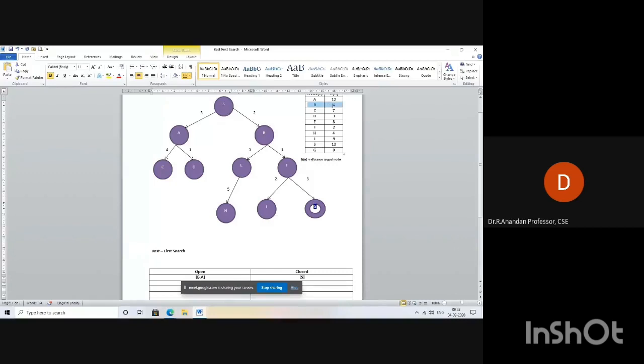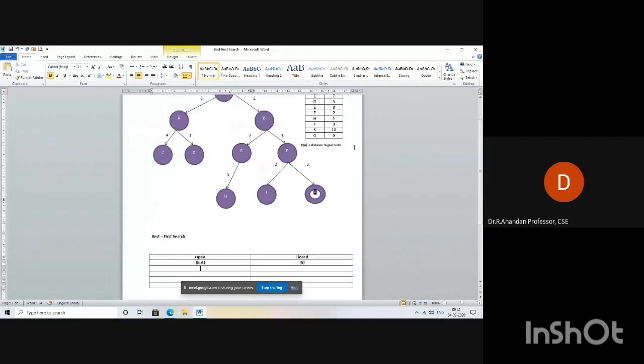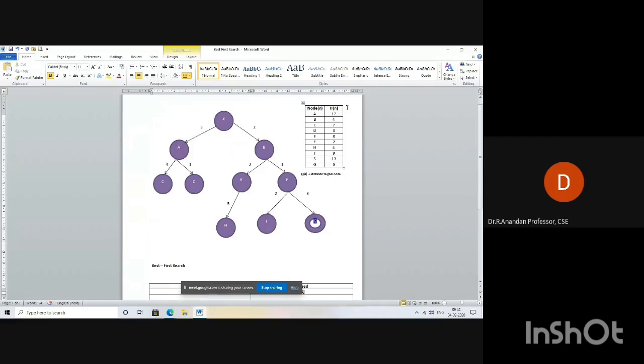B I have 4, A I have 12. Is it correct? Yes, sir. The distance from B to G is 4 and the distance from A to G is 12. Okay. So I am taking the minimum distance as D.